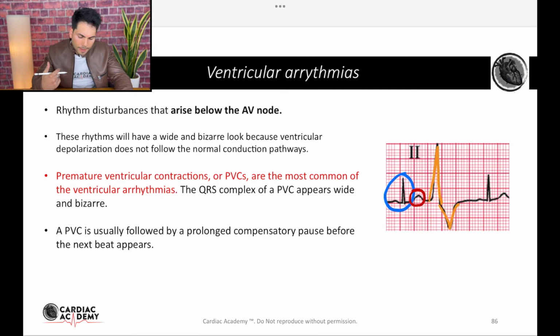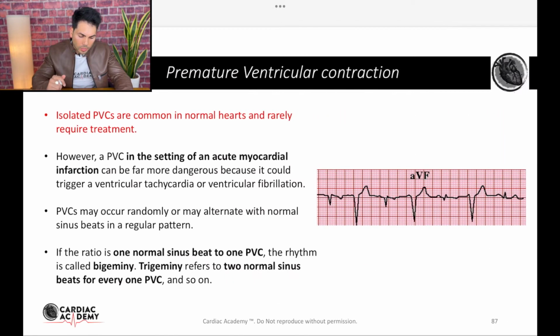Usually when you see a PVC, you're also going to see a compensatory pause before everything restarts again. You can see the next QRS, or the next depolarization, is a normal sinus rhythm depolarization. You see a P wave and a narrow QRS, okay? Isolated PVCs, like we said, can be found in normal healthy hearts, but if you see a PVC in the setting of an MI, that's different. Those are more malignant and more dangerous, okay?